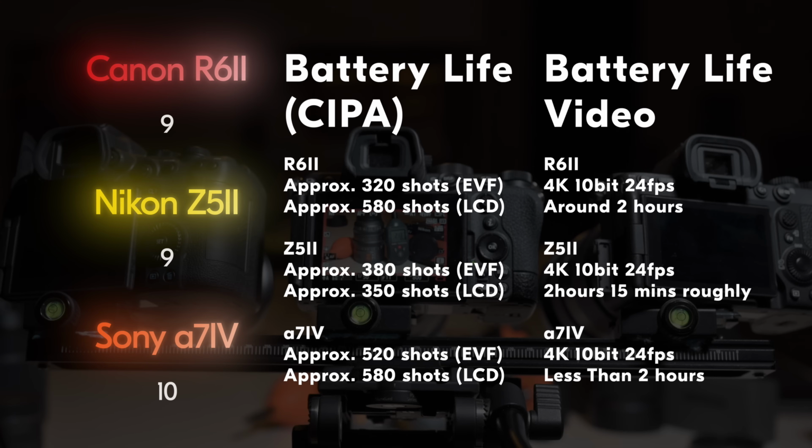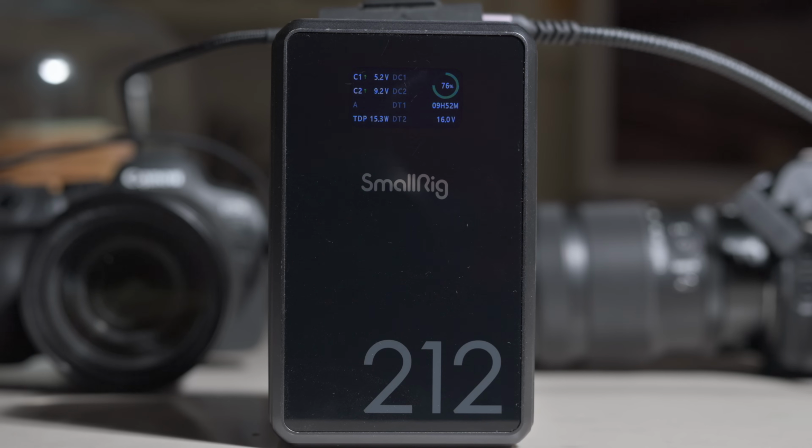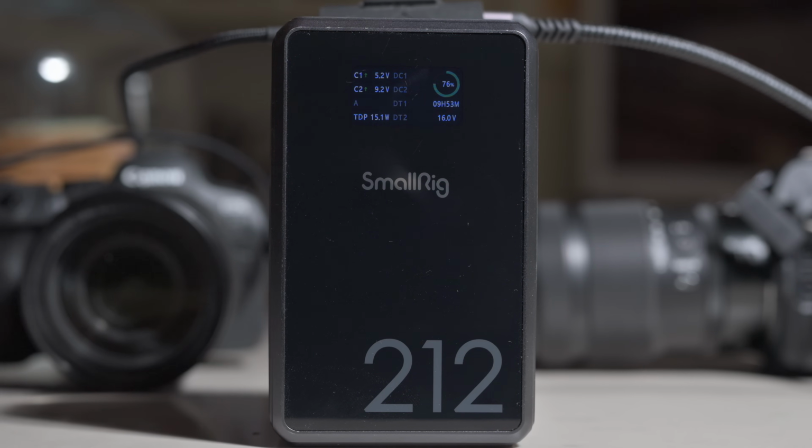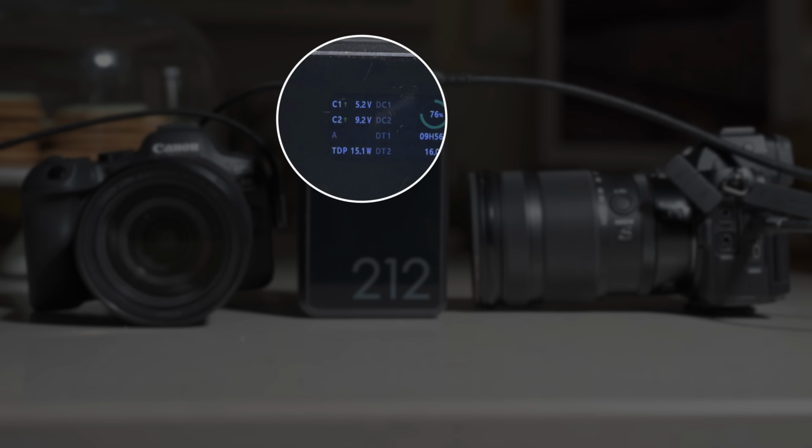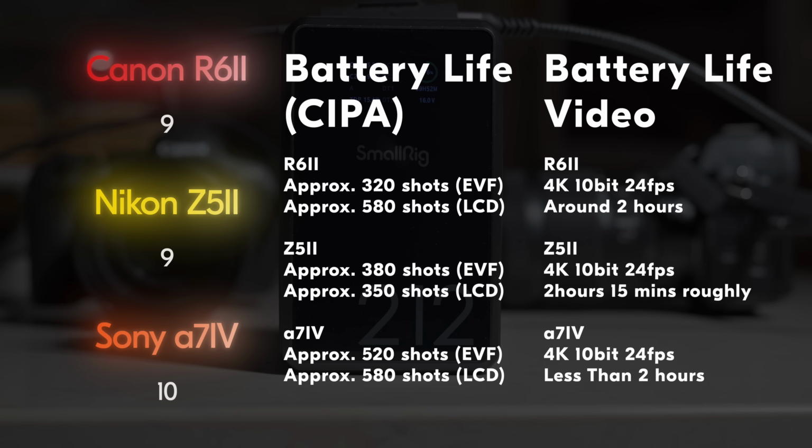One more point about battery life is about battery charging. One of my small rig batteries has 2 USB-C PD delivery ports on it, and on its display, it shows how much power it is putting out. 9.2 volts goes to the Z5II and the A7IV, but only 5.2 volts goes to the R6II. This bore out by multiple recharges. The Canon R6II takes almost twice as long to charge via the USB-C port.